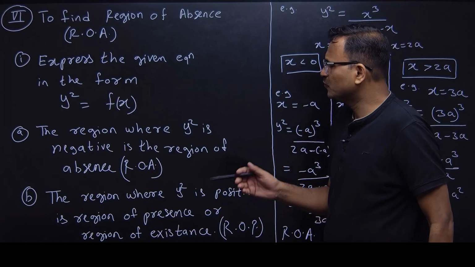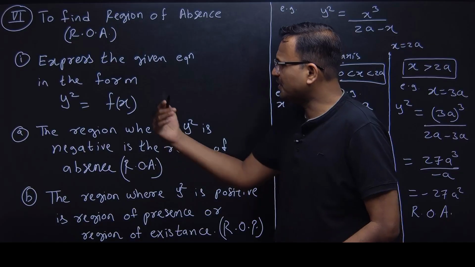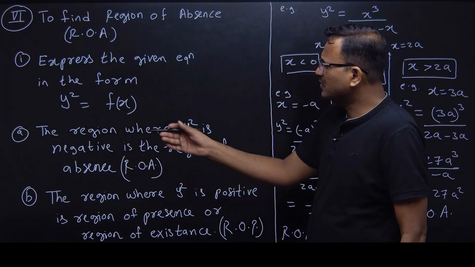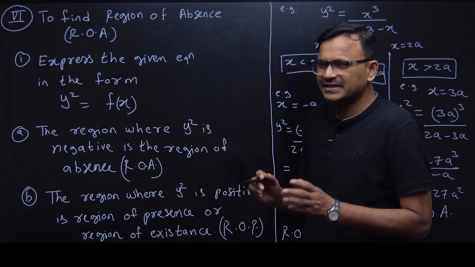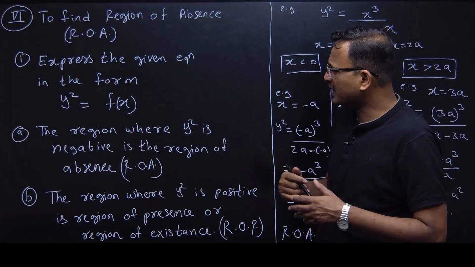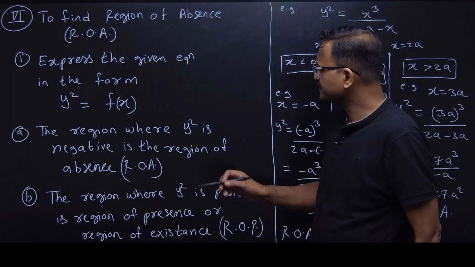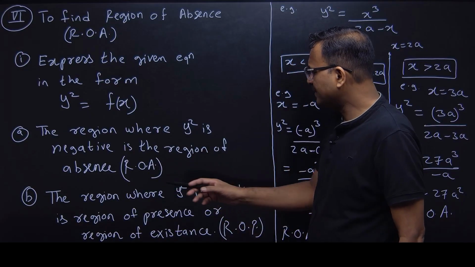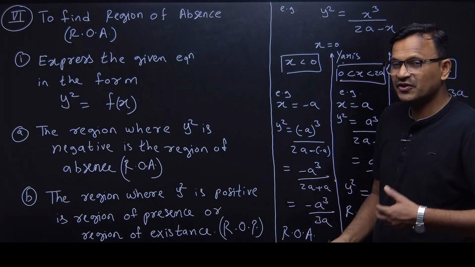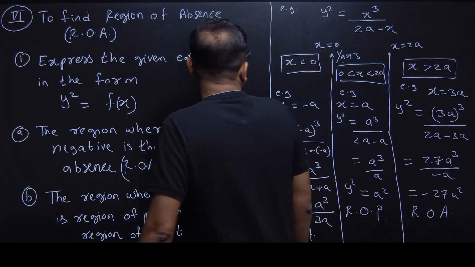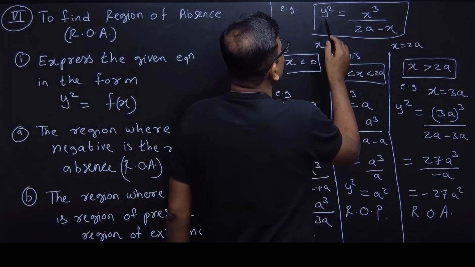So see, to find the region of absence, first we express the equation in the form y square is f of x. That means we bring y square on the left hand side and all the terms of x on the right hand side, and then we try to find the values of x for which y square is negative. The region where y square is negative is the region of absence, and the region where y square is positive will be the region of presence or region of existence.